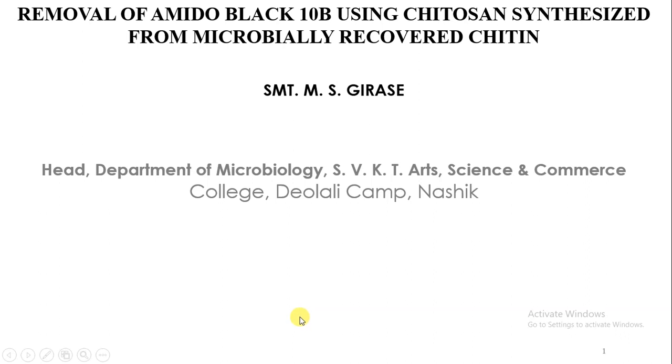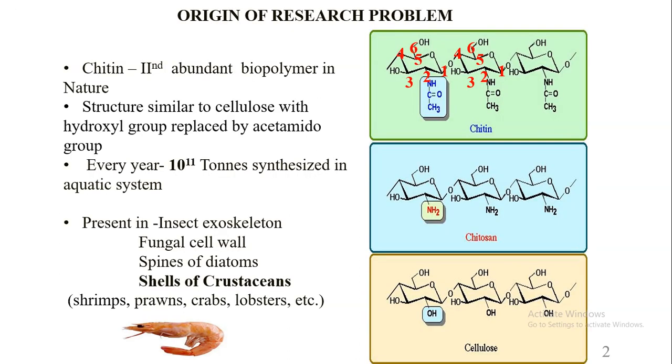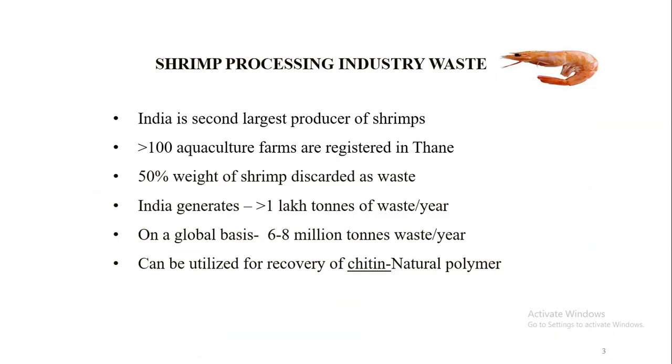Today I am going to present the topic: removal of amido-black 10B dye using chitosan synthesized from microbially recovered chitin. Chitin is the second most abundant polymer present in nature. It is structurally similar to cellulose, and around 10^11 tons are synthesized in the aquatic ecosystem. Commonly, chitin is present in fungal cell walls, insect exoskeletons, diatoms, and shells of crustaceans like shrimp, prawns, crabs, and lobster.